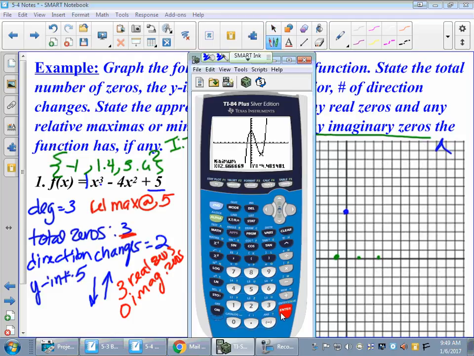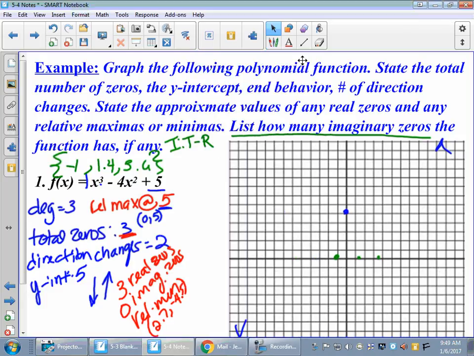Now you might want to put that in an actual table of values because it's a nice table to have, but we're going to, so my relative max was at 0.5, but 5 is the maximum value. And then my relative minimum was at 2.7-ish and -4.5. Okay, and so what we're going to do is we're going to go ahead and plot those. So I have my relative max is already there. It's my y-intercept. My relative minimum, 2.7 and -4.5, is right about here.